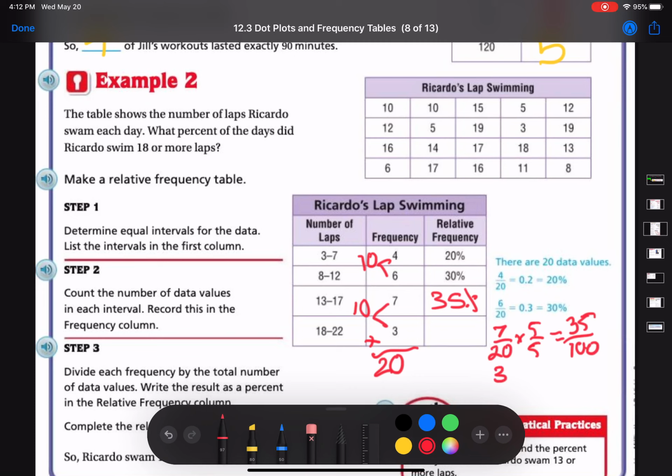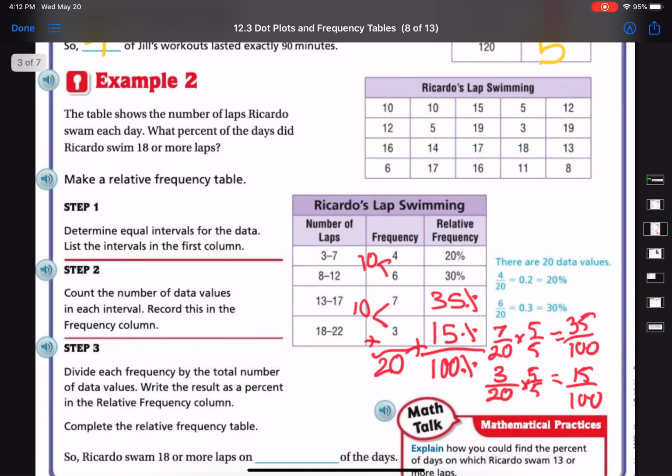And then you do the same thing for the 18 to 22 interval. So there's 3 that fall into that interval. So it's going to be 3 over 20. And again, you're going to multiply by 5 because that's going to change 20 to 100. And that's going to give you 15 over 100. So this will be 15%. Now, your percent total will be 100. If it's not, then there's something wrong.